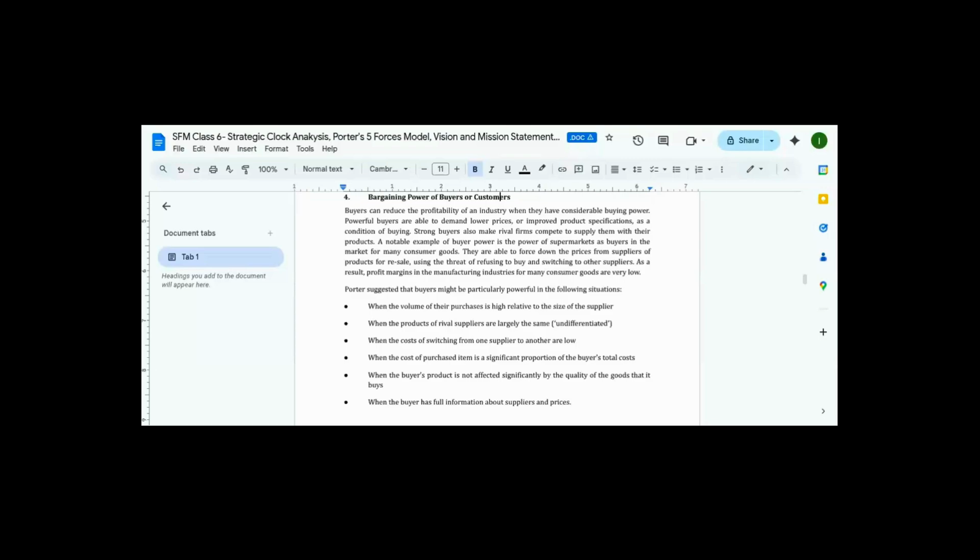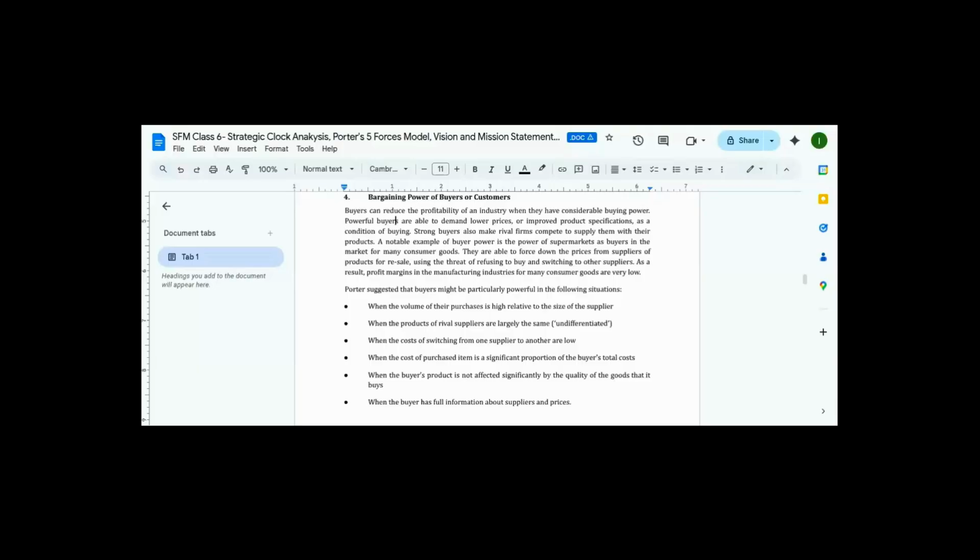See, buyers can reduce the profitability of an industry when they have considerable buying power. And for this to occur, it will be in extreme cases. Let me be fair with you. Unless we don't manage the situation very well, for a buyer to reduce our profitability. Because what I expect us to do here is use our professionalism and skills to ensure a win-win situation. We manage such customers.